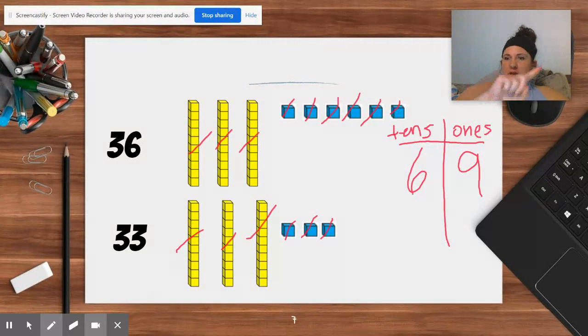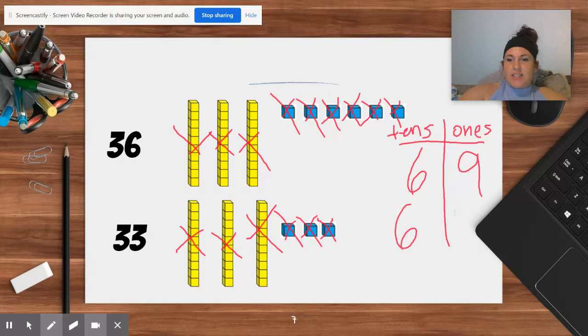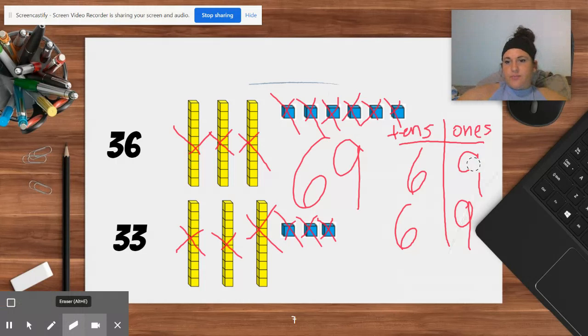This is how. I'm going to start Xing them out the other way so I don't have to erase all of it. So you would just count all of them. 10, 20, 30, 40, 50, 60, 61, 62, 63, 64, 65, 66, 67, 68, and 69. You got 69 again. Either way that you do it, your answer to this problem is going to be 69.